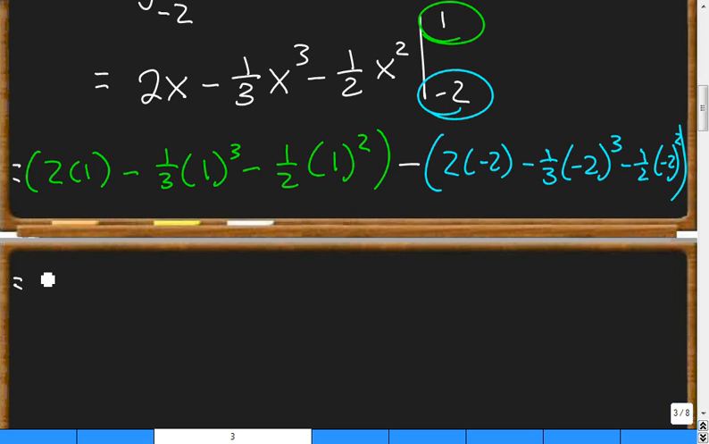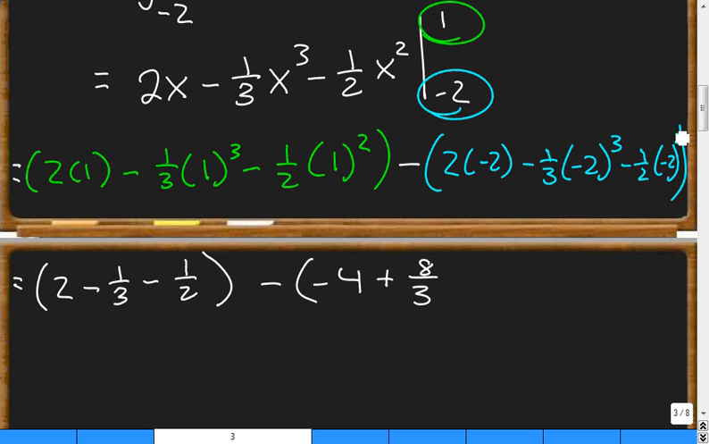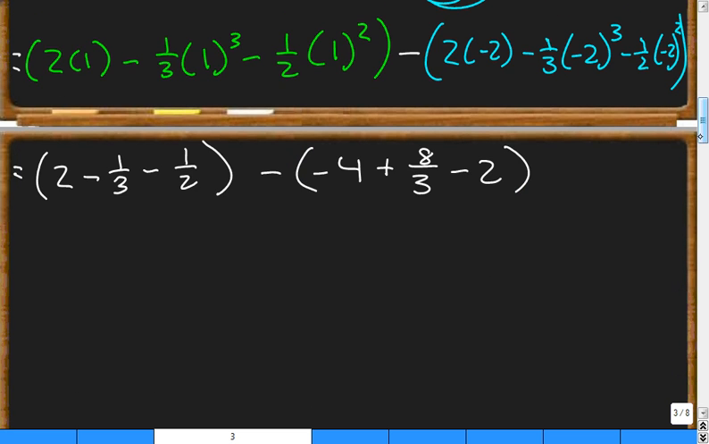So our first piece is going to be 2 minus 1/3 minus 1/2. Our second is going to be, so 2 times negative 2 makes negative 4. Negative 2 cubed is negative 8. Negative 8 times negative a third is going to make positive 8 thirds. Then we have negative 1/2 times negative 2 squared. So negative 2 squared is 4. 4 times negative a half makes negative 2. And now we want to break our brackets apart.